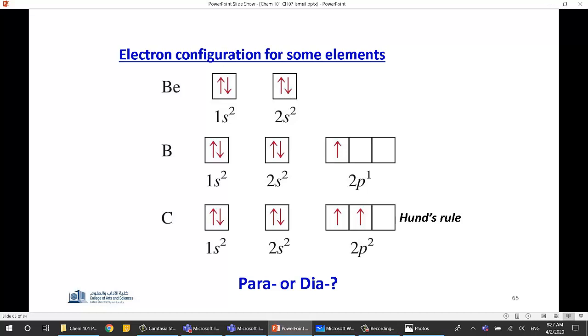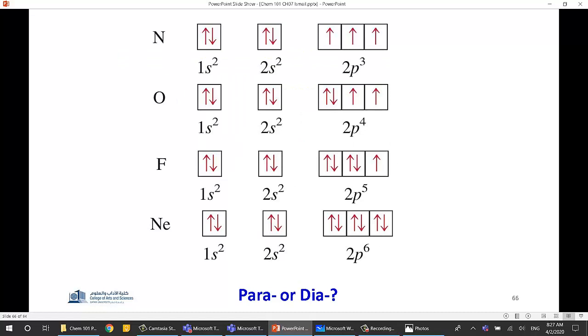Carbon also has 2 unpaired electrons, and both boron and carbon are paramagnetic. And it continues for N, oxygen, fluorine, and neon. They are all paramagnetic except neon, which is all paired, and therefore it is diamagnetic. Okay.